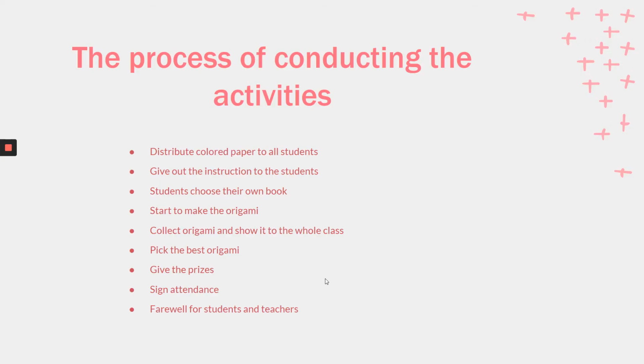So the process of conducting the activity, first of all, we distribute colored paper to all students, give out the instruction to the student, and the student can choose their own book and start to make their own origami. And then we collect the origami and show it to the whole class. And also we pick the best origami maker by voting, give the special prizes to the winner, and before the club ends, the student needs to sign attendance.